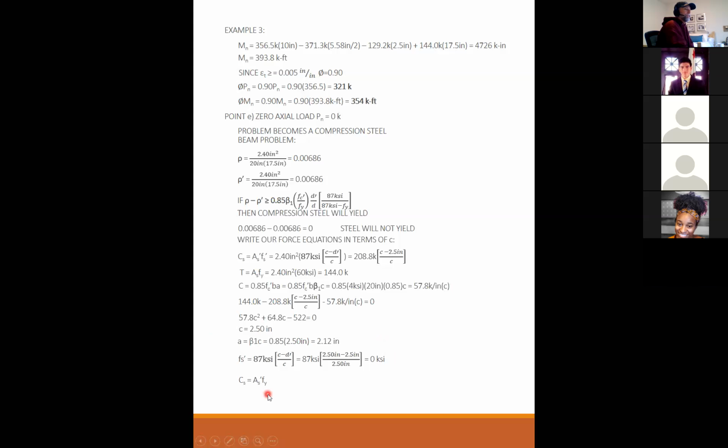Your compression steel force is then equal to 0. Tension steel is 144. Compression in the concrete, 0.85 f prime c b a, is 144.3 kips. And then we sum our moments and we get 197.3 kip-feet. Phi Mn is 0.9, so I get 178 kip-feet as my phi Mn. Pn, by definition, we said no axial load, so Pn is equal to 0.